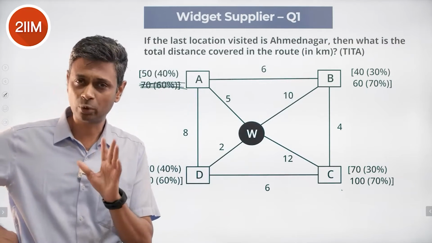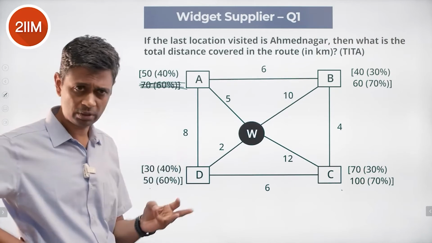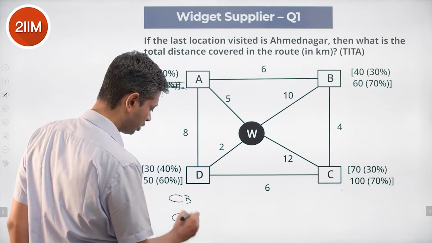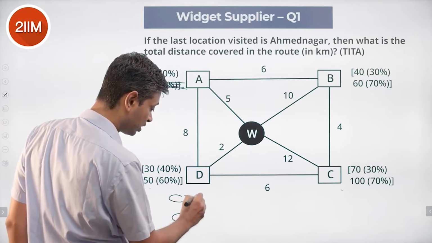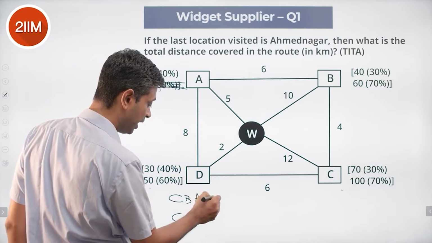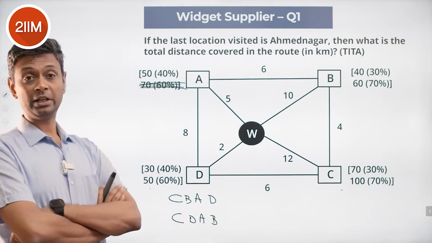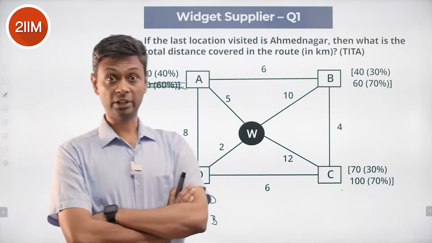If I go from C to B, then C, B, A, D is a possible route. C, B, D, A is not possible. I have to start with C. My next one can be B or D. In either case, the one after that has to be A. It's either C, B, A, D or C, D, A, B. I simply cannot end this tour with Ahmed Nagar.